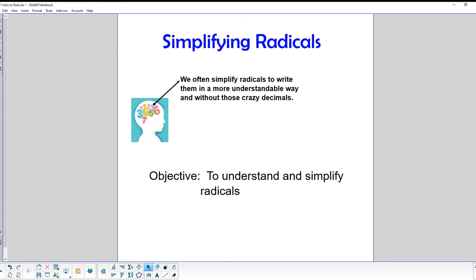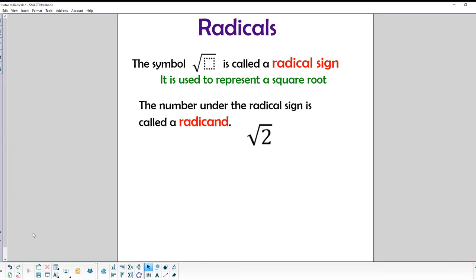All right, now we're talking about simplifying radicals, and these are the things that we call roots or square roots, cube roots, that type of thing. We've done a little bit with that so far, and we're going to pretty much stick to square roots in this class. We often simplify radicals to write them in a more understandable way and without those crazy decimals that sometimes make them irrational. So the objective is to understand and simplify radicals. So let's keep moving along here.